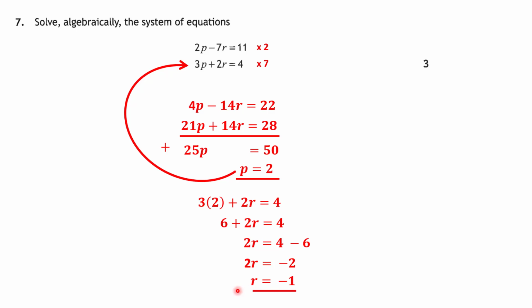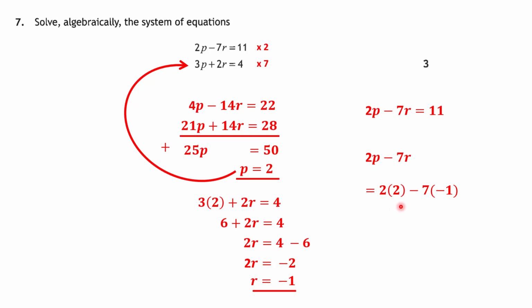Now what you should do is, and I always say if you've got time to do it in the exam, do this. Let's go to the first equation. We didn't use that, and let's see if with these two values, p is 2 and r is minus 1, when we work out 2p take away 7r, do we get 11? Well, let's just check it out. We're going to get 2p take away 7r will be 2 times 2 because p is 2, take away 7 times negative 1 because r is negative 1.